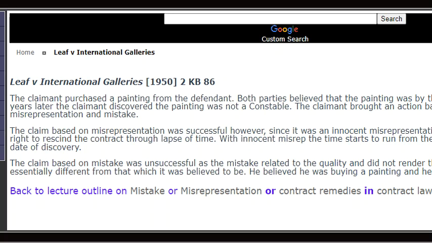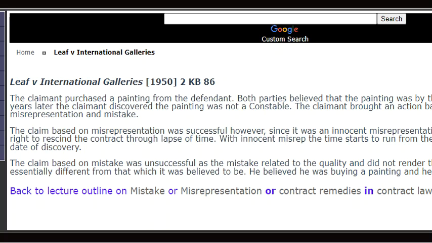The claim based on misrepresentation was unsuccessful, since it was an innocent misrepresentation. The claimant had lost the right to rescind the contract through lapse of time. With innocent misrepresentation, the time starts to run from the date of the contract, not the date of discovery. The claim based on mistake was unsuccessful as the mistake related to the quality and did not render the subject matter something essentially different from that which it was believed to be. He believed that he was buying a painting and he got a painting.